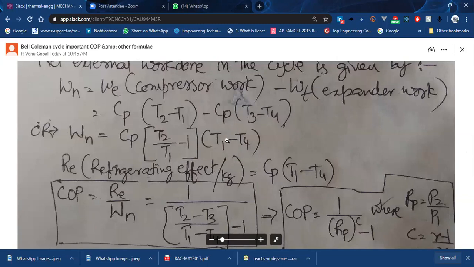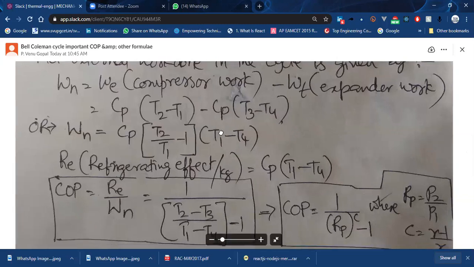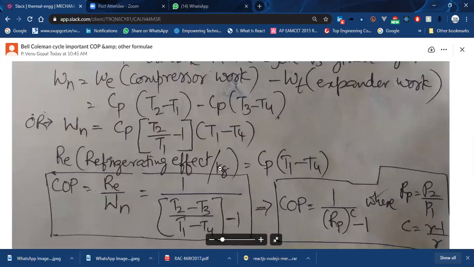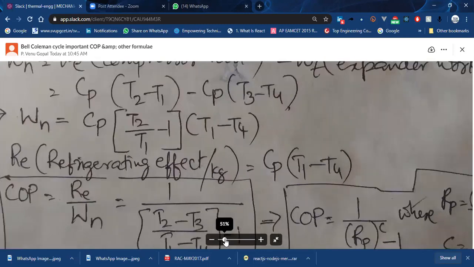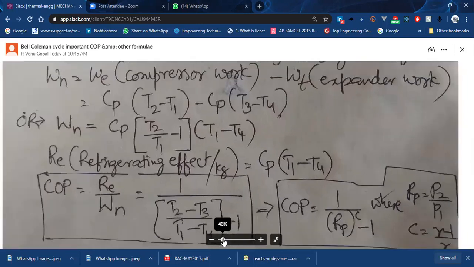Okay. So refrigerating effect means, as I told you earlier, a conditioned space in a room, an air refrigerated space. Like this Bell-Coleman cycle is used for maintaining the cooling in ships. They have a huge space in the ship where they keep the meat and other stuff. In order to maintain the freshness of those food items, they have to maintain the space at a particular temperature. That's why this Bell-Coleman cycle is used to maintain the cooling effect in the refrigerating space of the ships.